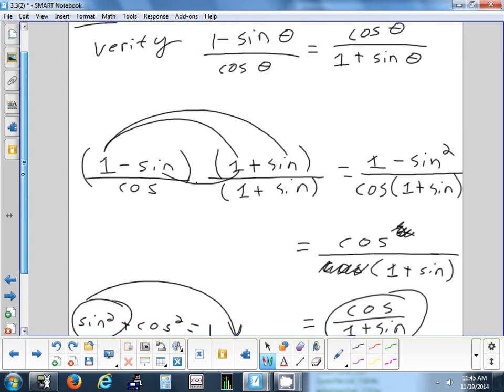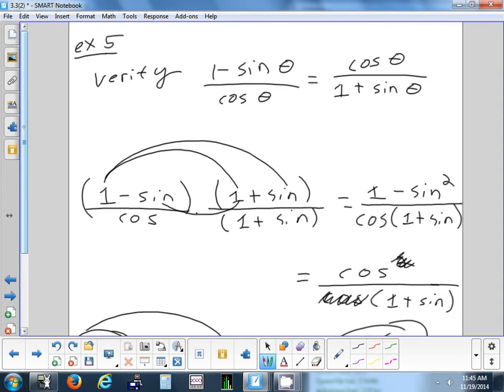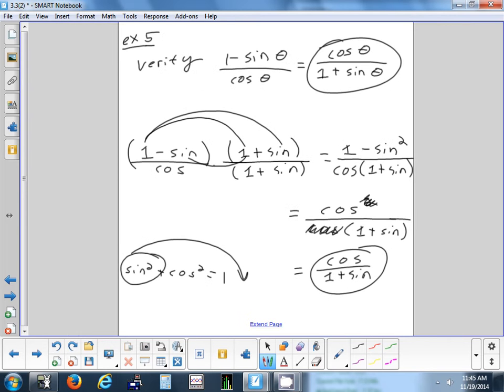Go back up and see what they wanted you to get. Cosine over 1 plus sine. That's it. Any questions on that identity? All right, so don't get discouraged if you get stuck and it gets kind of tough, because identities are a tough topic. They're not an easy topic. That's why we're going to spend a whole extra day tomorrow just reviewing.